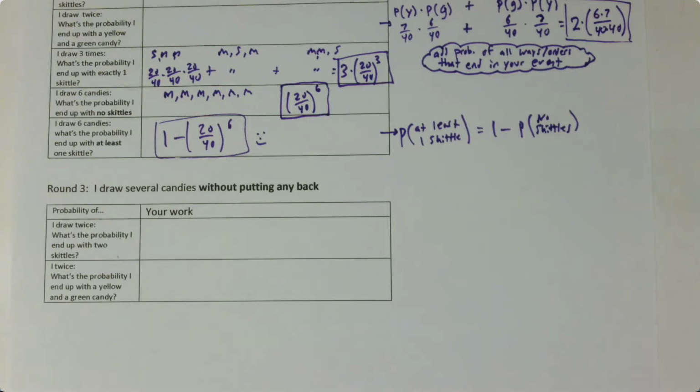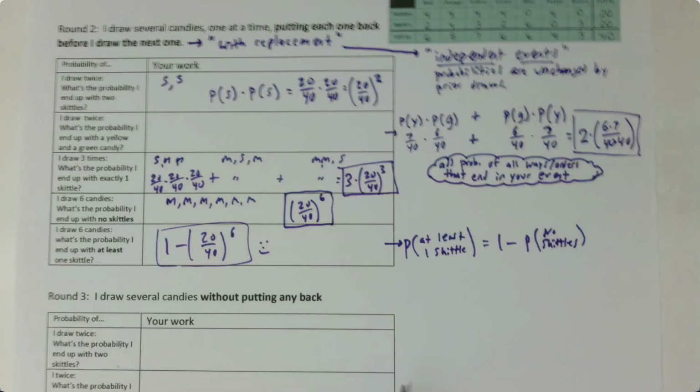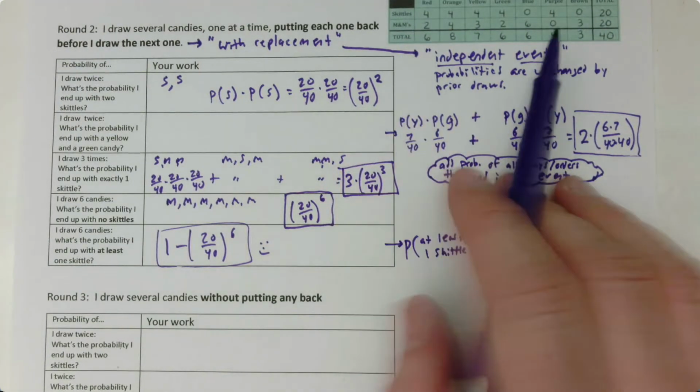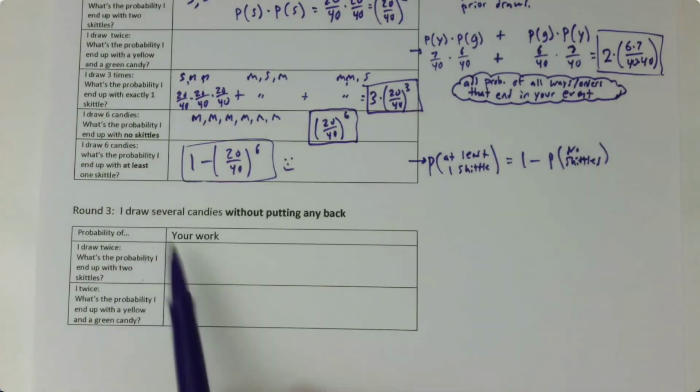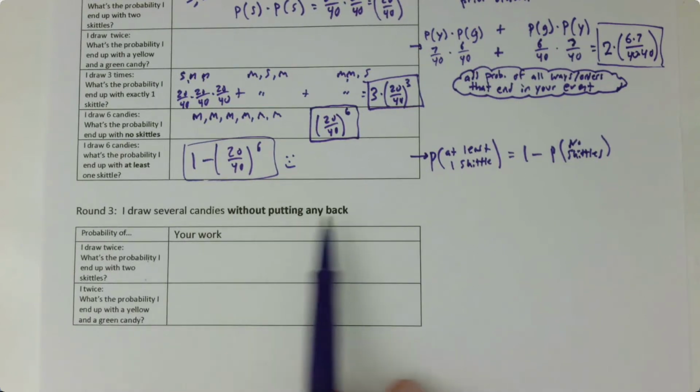Okay, round 3 is short. Same scenario. I've got 20 M&Ms, 20 Skittles all mixed together in a bag. But this time, as I draw candies, I am not putting them back.